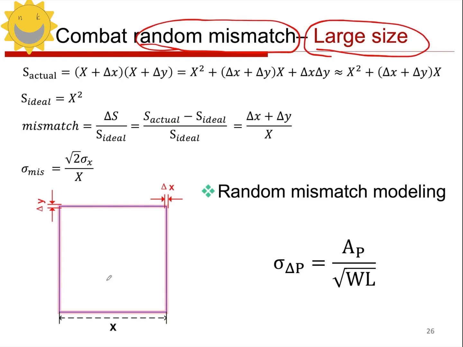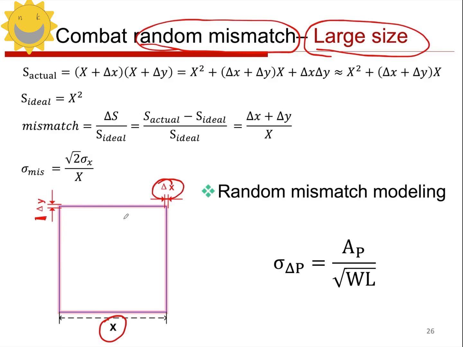For instance, if we want to draw a square, the side length is x. We consider the impact of random mismatch. When we process this pattern, various random phenomena during the manufacturing process can cause the edges to be quite irregular. Say there's a deviation in the height direction of this square, which we call delta y, and a horizontal deviation, delta x. After these deviations, we examine the actual area and its standard deviation.